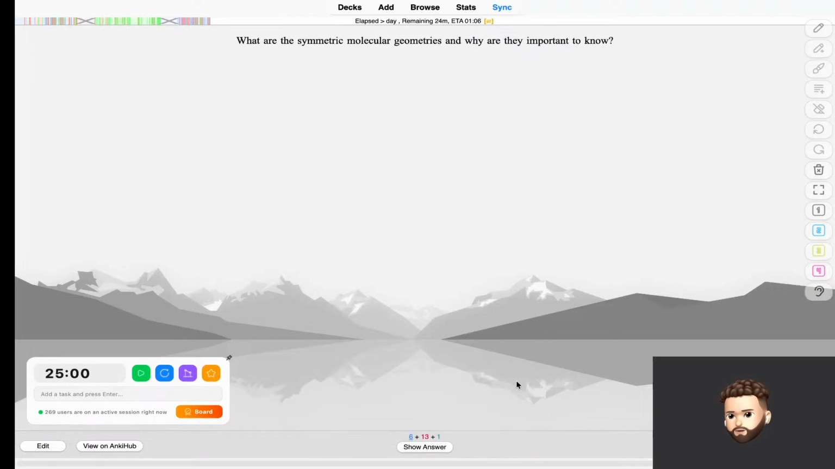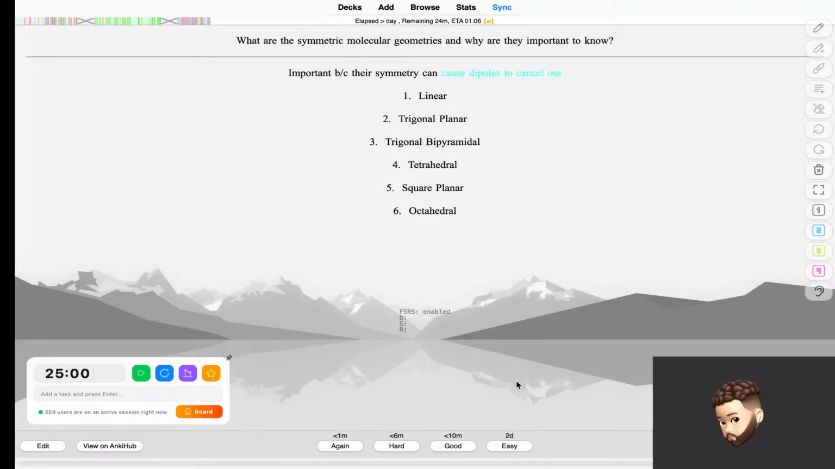What are the symmetric molecular geometries and why are they important to know? I think it might be all of them. Linear, trigonal planar, tetrahedral, trigonal bipyramidal, and octahedral. Why are they important to know?